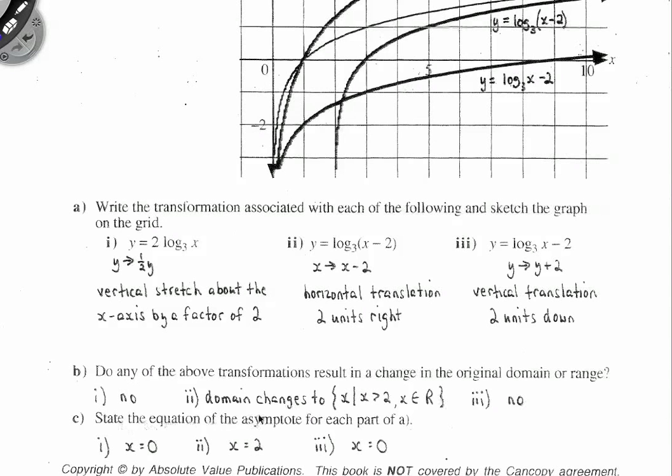Part C, state the equation of the asymptote. So nothing's changed here. The asymptote is still x equals 0. Same for part 3, x equals 0. But part 2, because we've changed the domain, we've shifted it to the right by 2, the asymptote is now not x equals 0, but x equals 2.